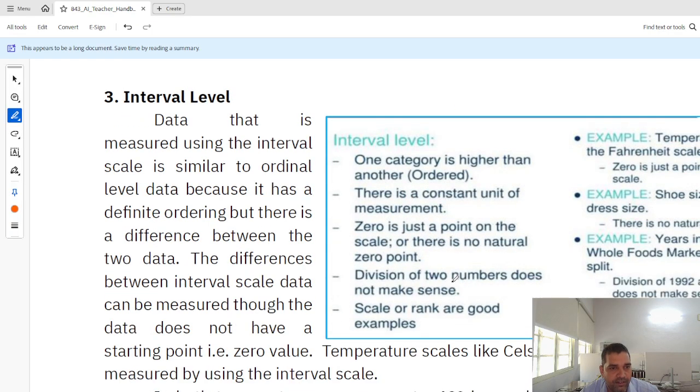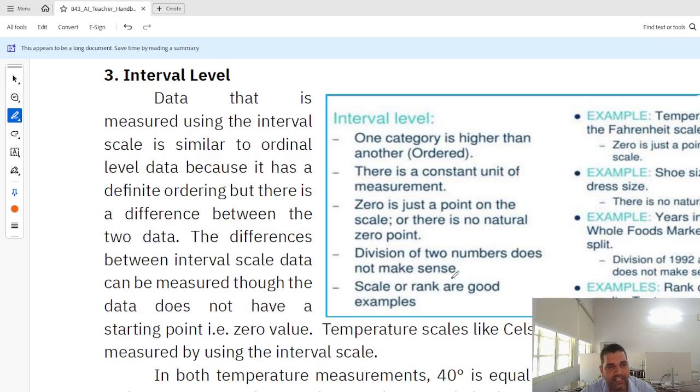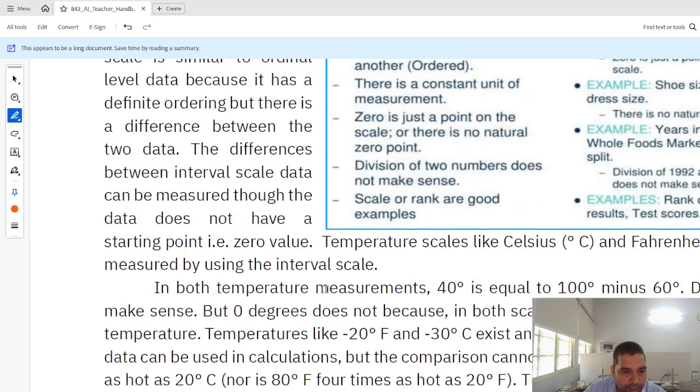Next is the interval level. Data measured on the interval scale is similar to ordinal level data because it has a definite ordering, but there is a difference between the two. The differences between interval scale data can be measured, though the data does not have a starting point, that is, it does not have a true zero value. Take the temperature scales like Celsius and Fahrenheit, which are measured using the interval scale. In both temperature measurements, 40 degrees is equal to 100 minus 60. Differences make sense, but 0 degrees does not, because in both scales 0 is not the absolute lowest temperature.